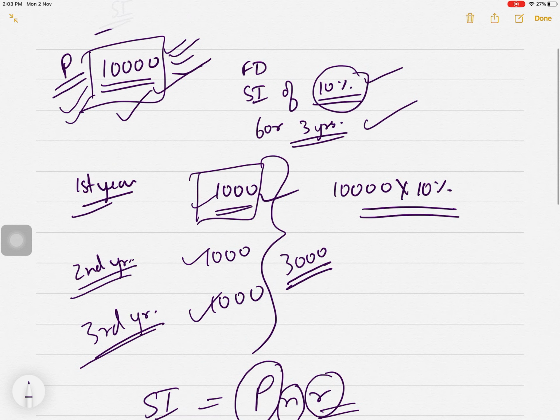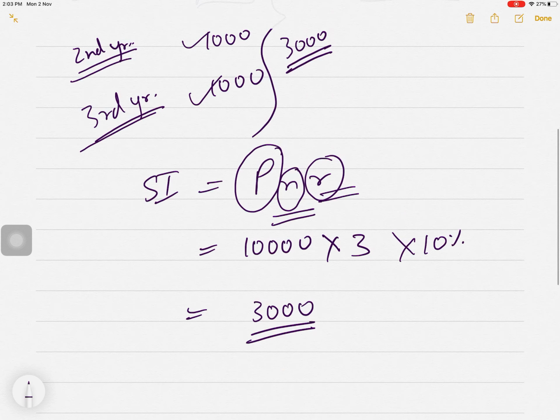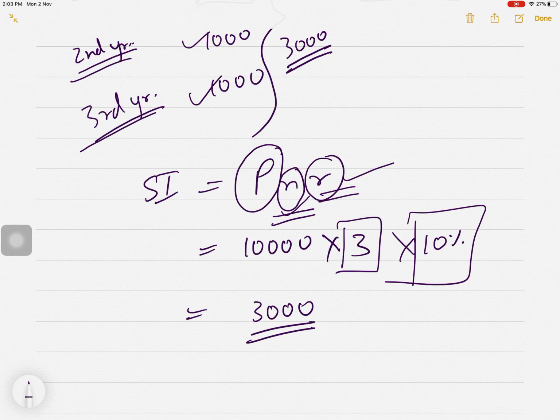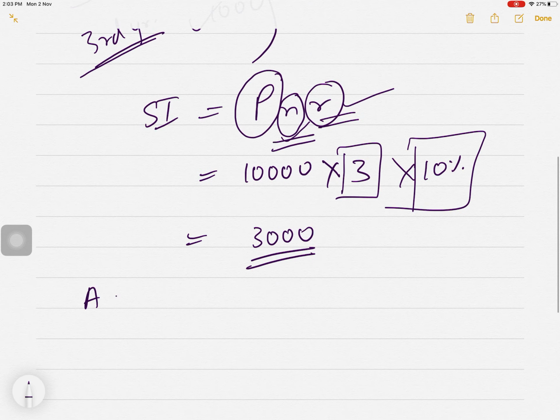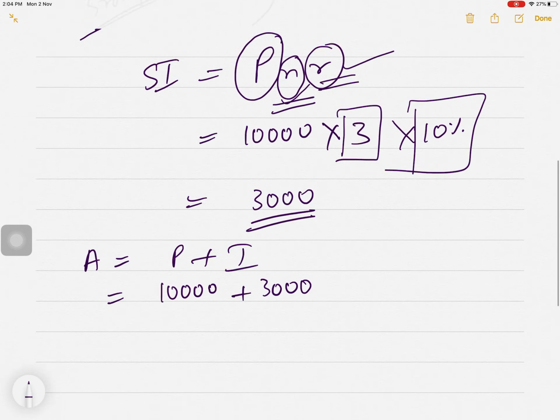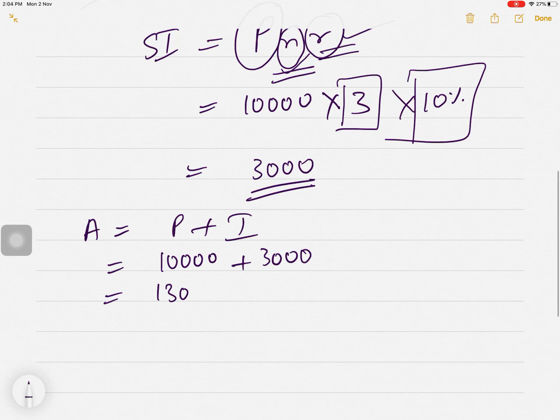So you know what is P? P is the principal amount. N is the period in terms of years. R is the rate of interest per annum. And what is A? A means amount. Amount is principal plus interest. So 10,000 I have invested and I have earned 3,000 during 3 years, so 13,000 is the amount. I invest 10,000, I receive back 13,000, and this is the amount.